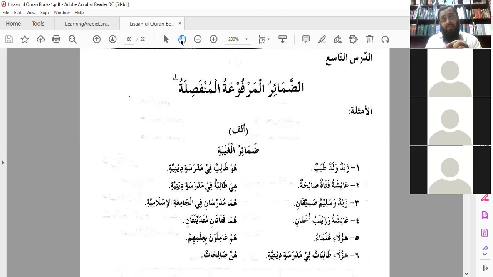First of all, we talk about al-mudhakkar, then muannath, then mukhatab, that is again mudhakkar and then muannath. Then we talk about mutakallim. Those are the 14 words.